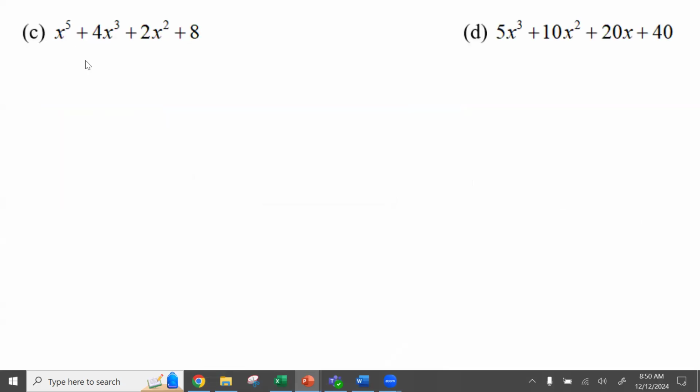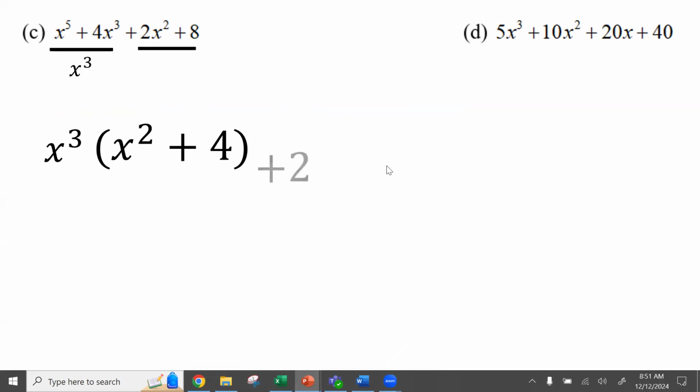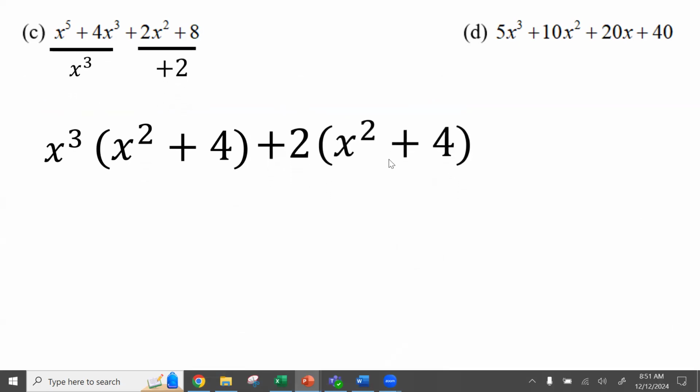Next example, I have x to the 5th plus 4x cubed. I can take out an x cubed out of those two things. Dividing both those terms by x cubed, I'm left with x squared plus 4. Next two terms I can look at, I can take out a positive 2. Dividing both those terms by that, I can take out an x squared plus 4.